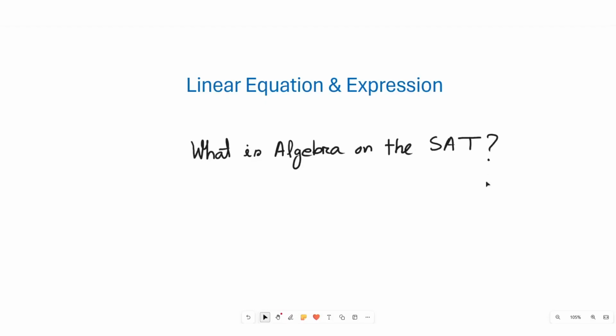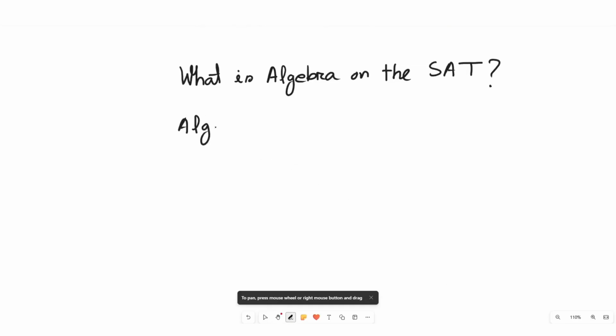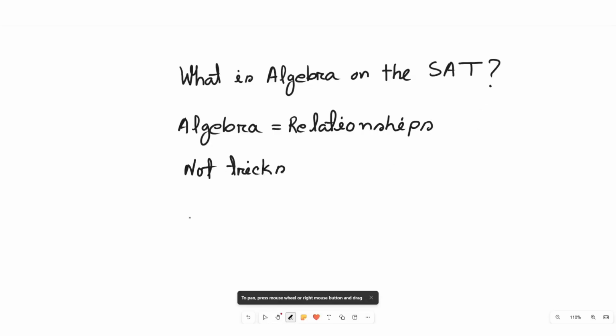It's about understanding relationships between numbers and variables. Most students lose points because they rush or skip steps, not because the math is hard. Here, accuracy is more important than speed.